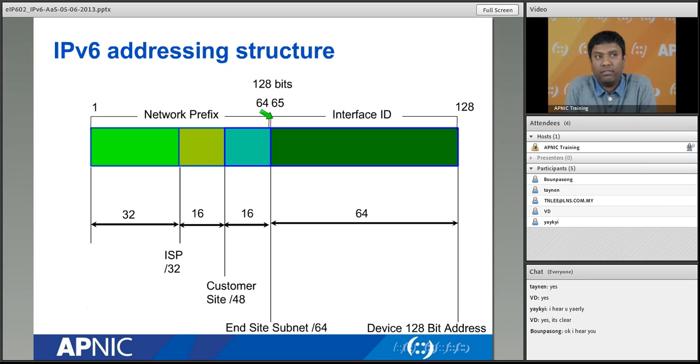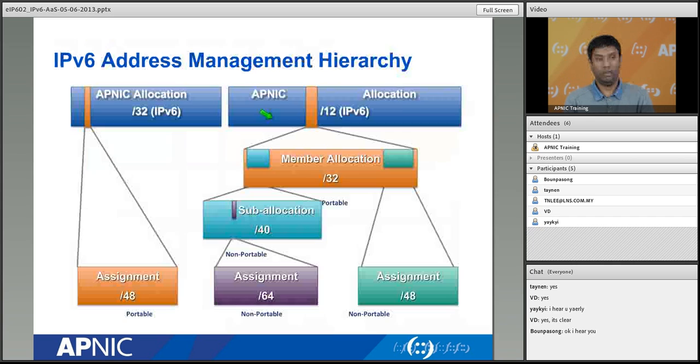Is there any question from that addressing structure, by the way? Because this slide is very important in your planning. When you need to do your plan, this slide is very important. Now, this is how you should do the plan in your network. No question? Or we'll move on.